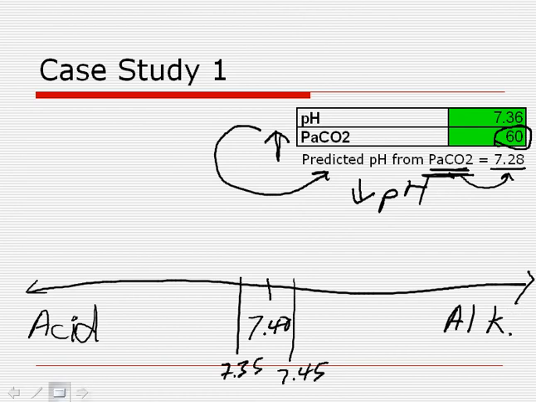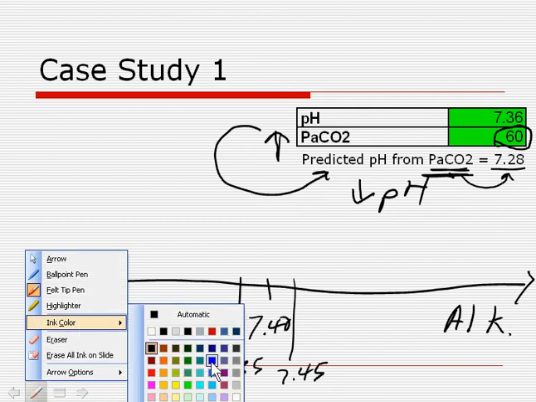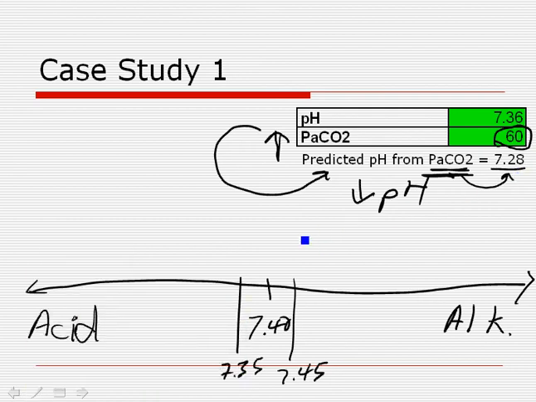Let me just change ink colors here. So let's plot the respiratory component now. I start off from my pH of 7.40, and I know that I'm being driven down toward the acid side of the equation. I've got a pH of 7.28. You don't even have to put that number in. You just know this is the respiratory component of my blood gas.